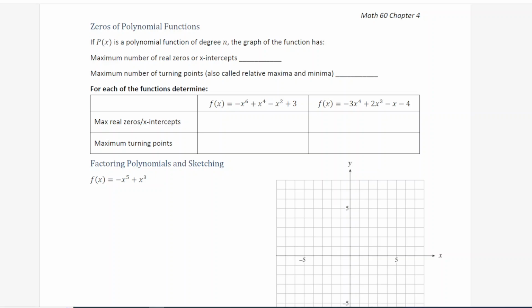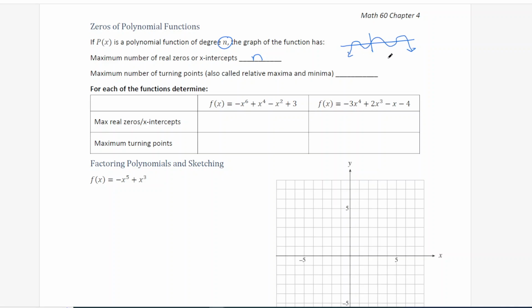This last video for 4.2, we're just going to go over some of the basic theory on zeros of polynomial functions, and then we're going to learn how to factor and sketch polynomials. So the first thing is, I've already kind of mentioned this, but I'm just putting it in concrete form, is that if you have a polynomial of degree n, then you're expecting a maximum number of zeros of n. So if you have a 6-degree equation, you can have up to 6 x-intercepts. So 1, 2, 3, 4, 5, 6.